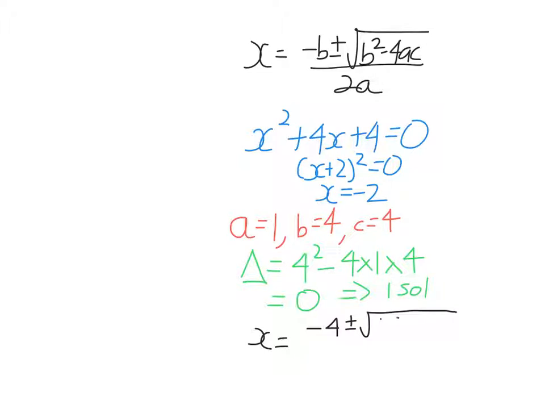Now we already found the discriminant was 0, so I can put it in there, over 2 times a. So of course, the square root of 0 is 0, so the only solution here is minus 4 over 2 times 1, which is minus 2. Confirming the solution we got up there.